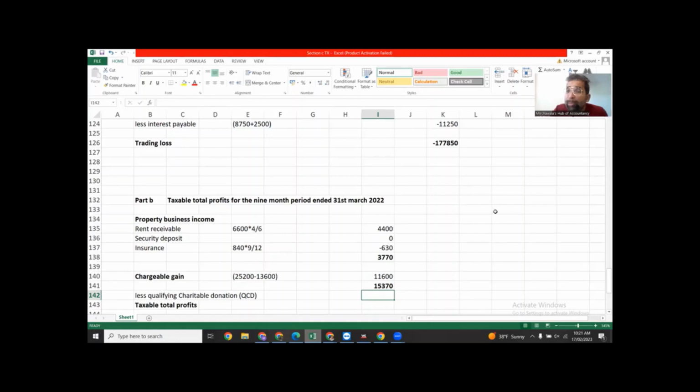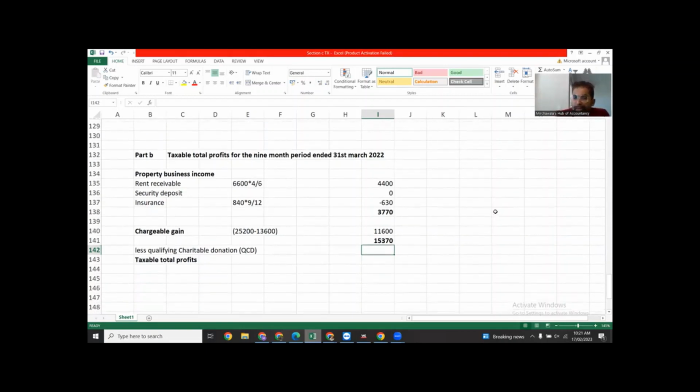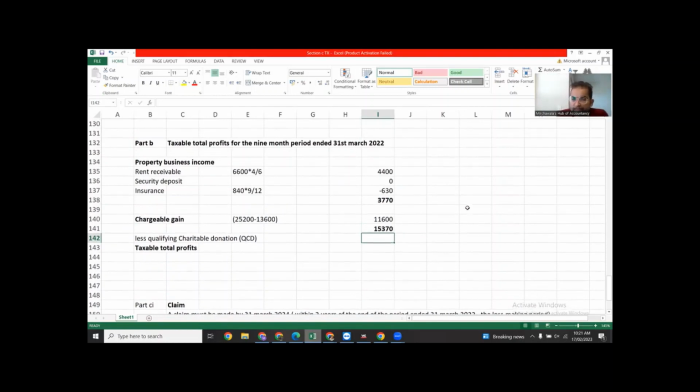So when we make the pro forma, listen to me very carefully. When we make the pro forma, if we have any negative number, we write 0. Okay, right? So for trading income, no need to write anything. That means 0. And yes, this is your property income. This is your gains. So automatically you calculated the total profits.